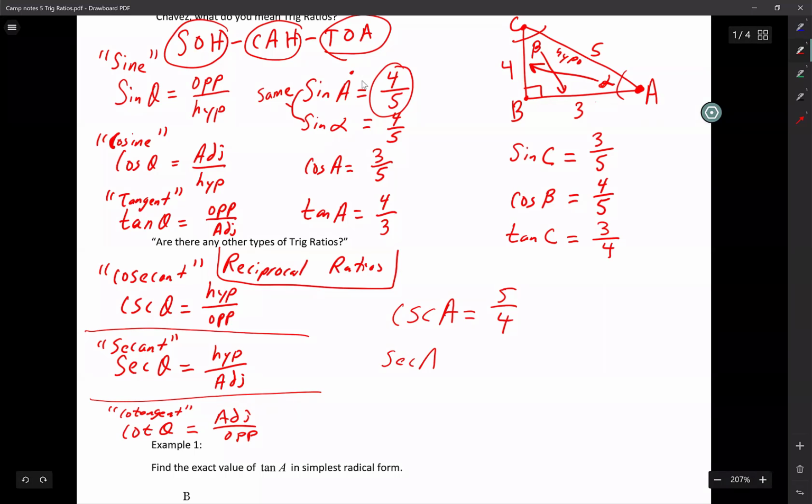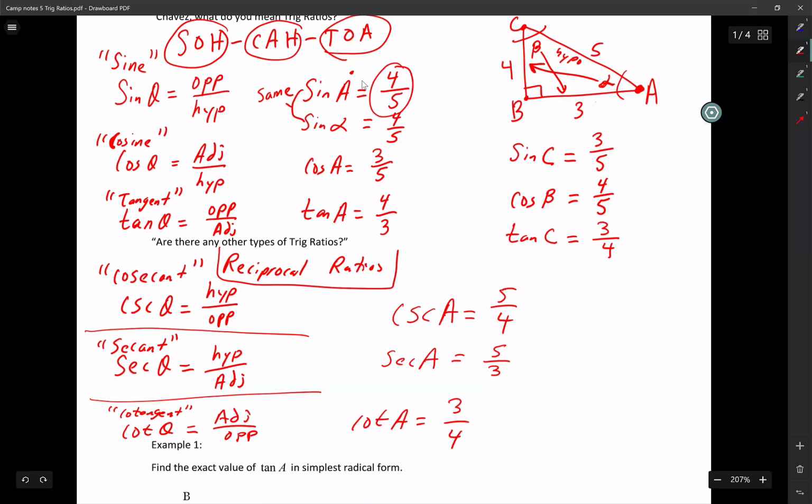Secant of A. Well, secant is hypotenuse over adjacent, so it's going to be 5 over 3. Cotangent of A. Well, instead of saying 4 over 3, opposite over adjacent, it's adjacent over opposite, so it's going to be 3 over 4.